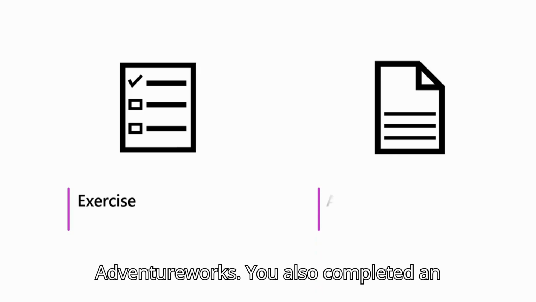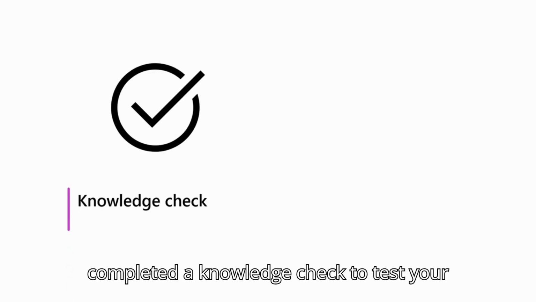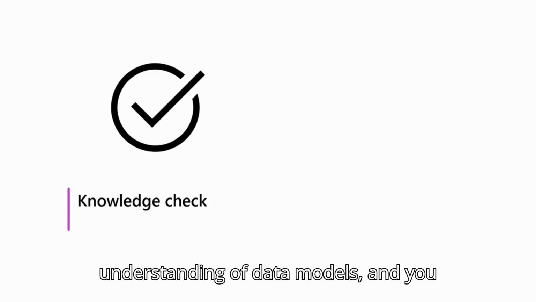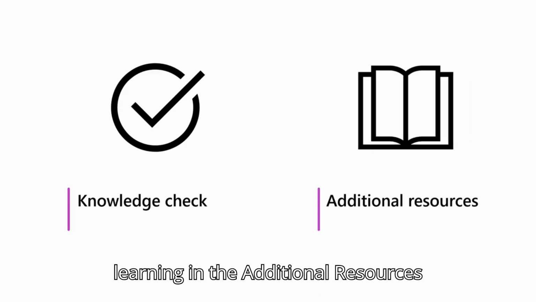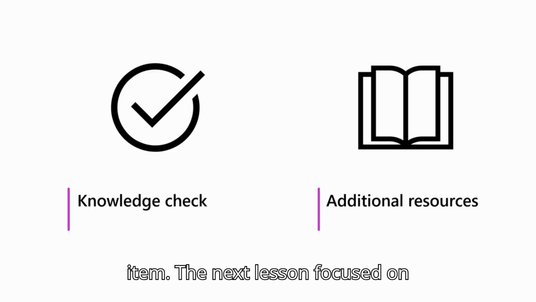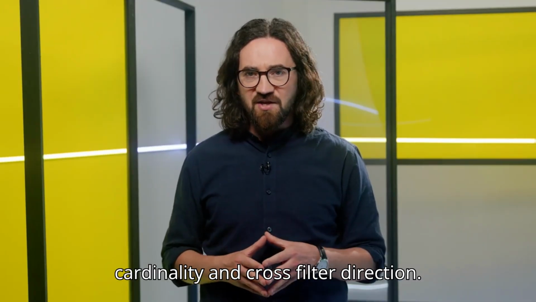You also completed an activity configuring a flat schema with multiple sources. Finally, you completed a knowledge check to test your understanding of data models. And you reviewed links to materials for further learning in the Additional Resources item. The next lesson focused on cardinality and cross-filter direction.